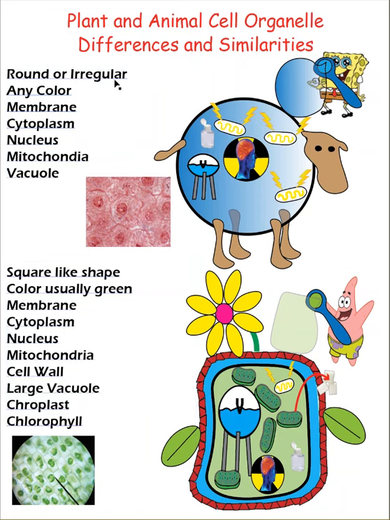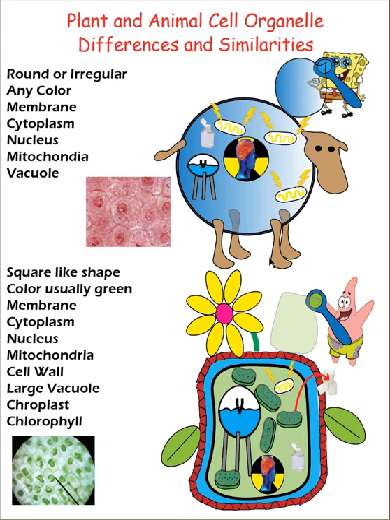So we know that animal cells are round or irregular. Plant cells are kind of square or boxy or like a rectangle. Animal cells can be any color. Plant cells are usually green. So let's now talk about the membrane.